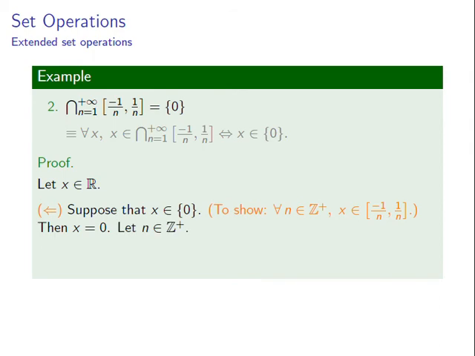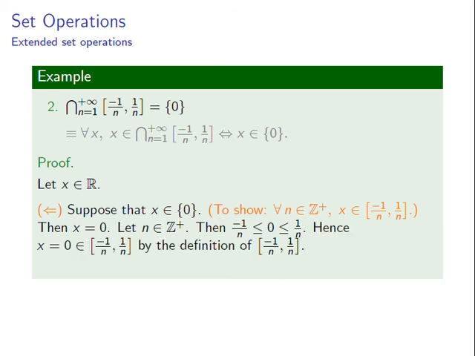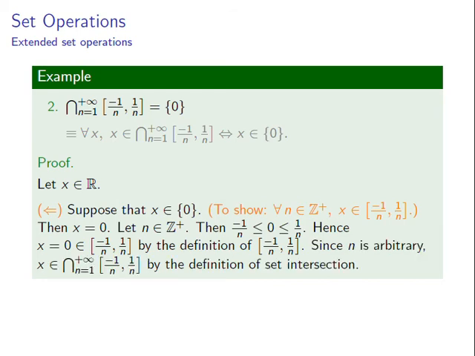Let n be an arbitrary positive integer. Then minus 1 over n is less than or equal to 0, and 1 over n is greater than or equal to 0. Hence, x, which is equal to 0, is an element of the closed interval from minus 1 over n to 1 over n. Since n is arbitrary, this shows that x is an element of the intersection of all closed intervals from minus 1 over n to 1 over n, and from 1 to positive infinity.